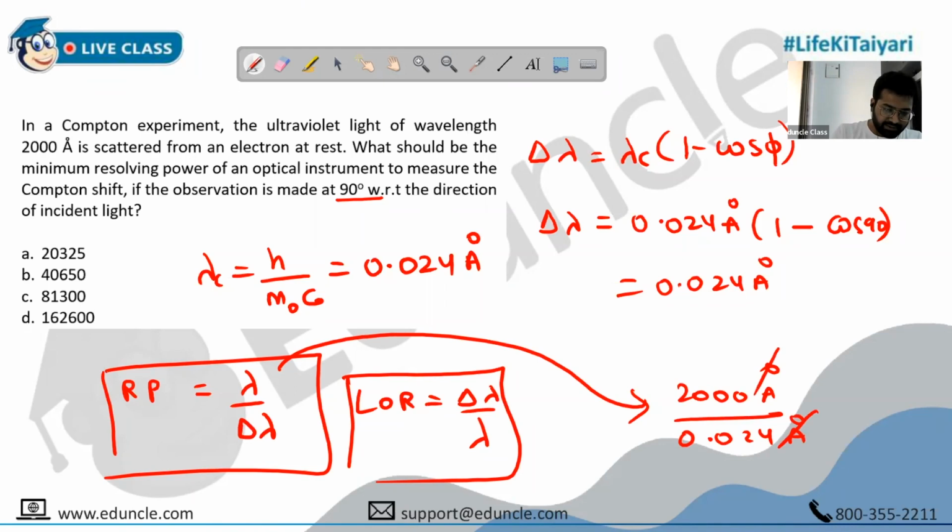We have got, let's calculate, 2000 divided by 0.024. So that's 83,333, like around 80,000 basically. So see, I'm getting 83,333. The reason is, obviously, remember, this 0.024 is a very approximated value. So you have to mark the nearest answer to this.